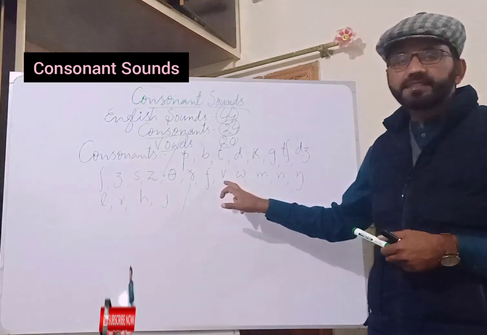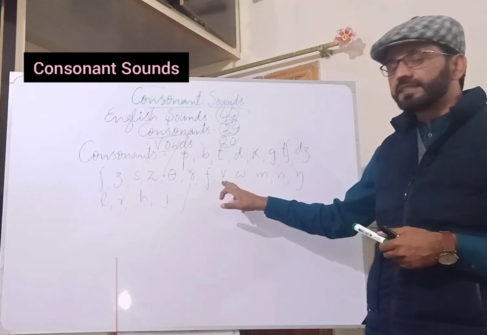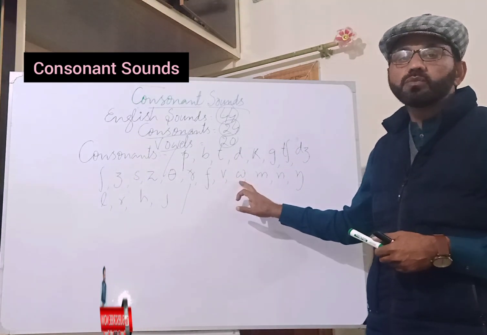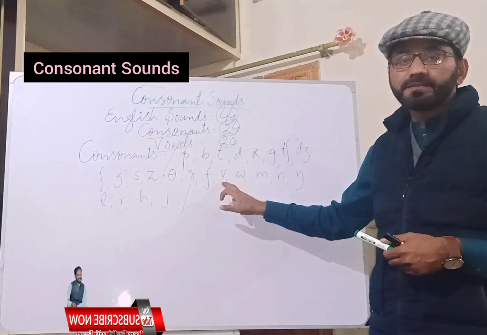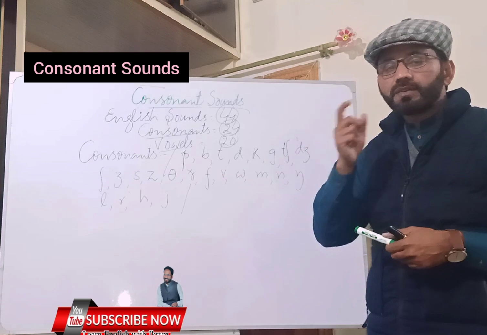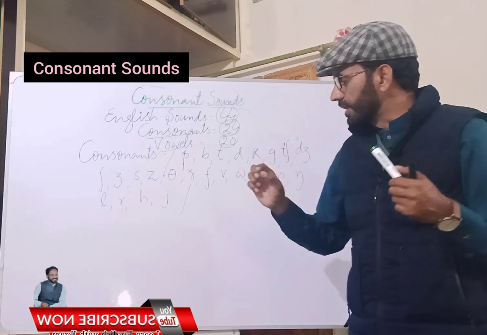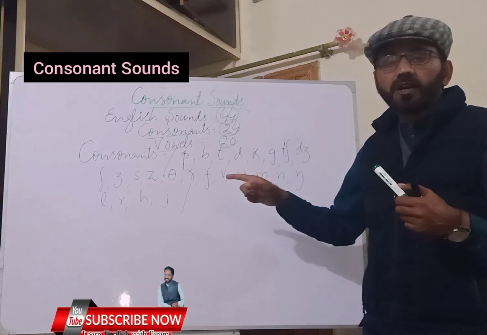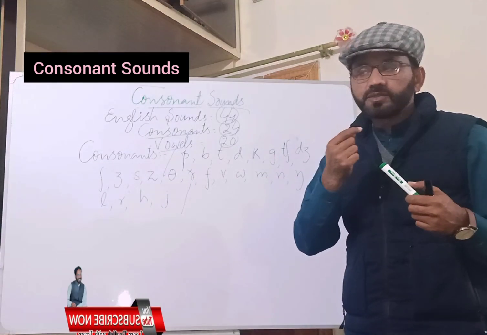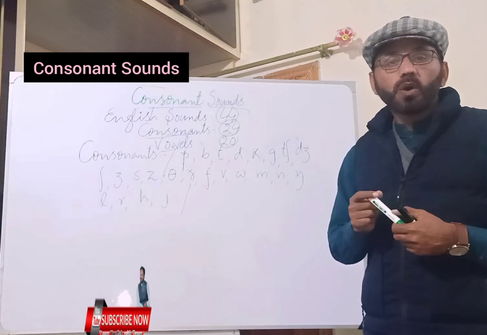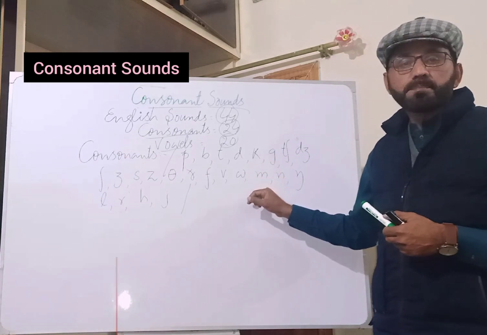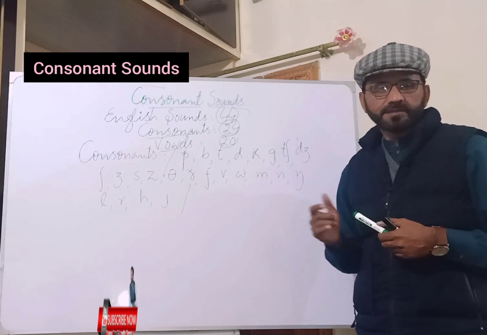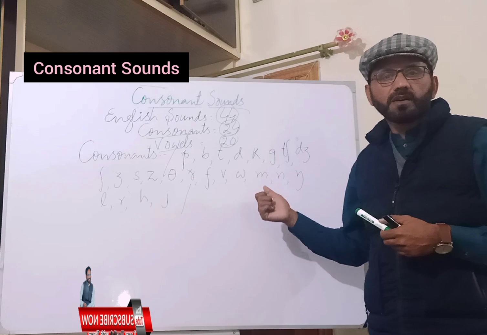Then w. There is a slight difference between the articulation of the sound v and this w. The difference is when we articulate the sound v, vain, vehicle, our lips are flat. But when we produce w, our lips are round. We have to round our lips. Water, woman. Then m, simple. M sound, main.